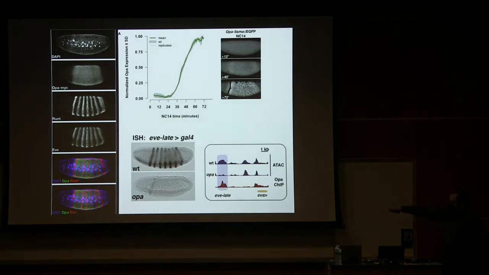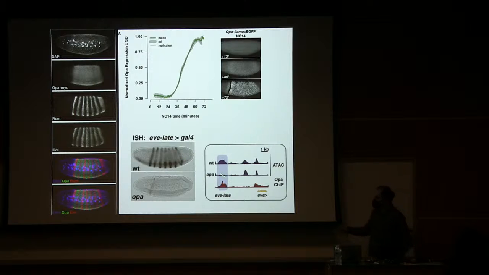So odd-paired is required for the function of this enhancer, but it's not doing this as an activator per se. We think that it has a more general role for driving changes in chromatin accessibility, which we can see here. If we do ChIP for odd-paired, we see that it nicely binds to the Eve late enhancer. But now when we do ATAC-seq comparing wild type and odd-paired mutants, we see that odd-paired is completely required for driving full chromatin accessibility at this site.